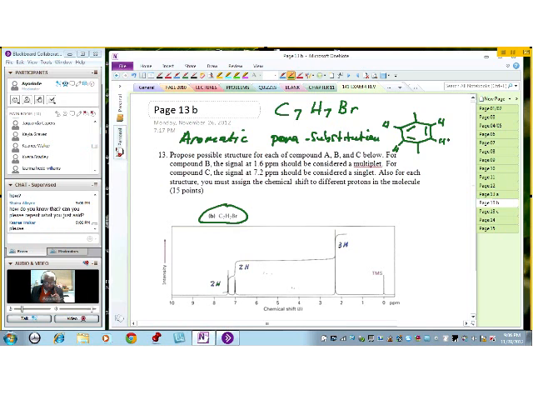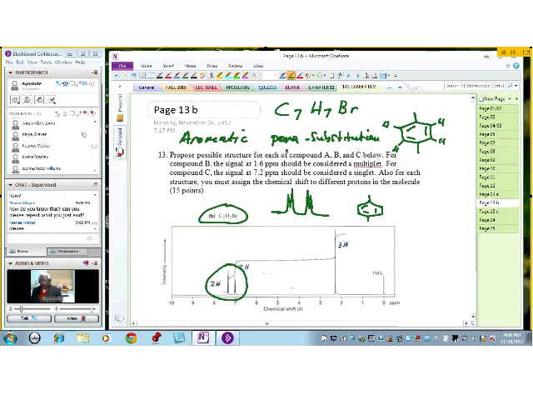Now, somebody is asking a question: how do I know that that is para substitution? Anytime you see this pattern in the aromatic region, in other words, a symmetrical pattern like this, that tells you that the benzene is disubstituted and that the substitution is this kind of substitution right here. So that is what that is telling you. Okay, you need to know that.